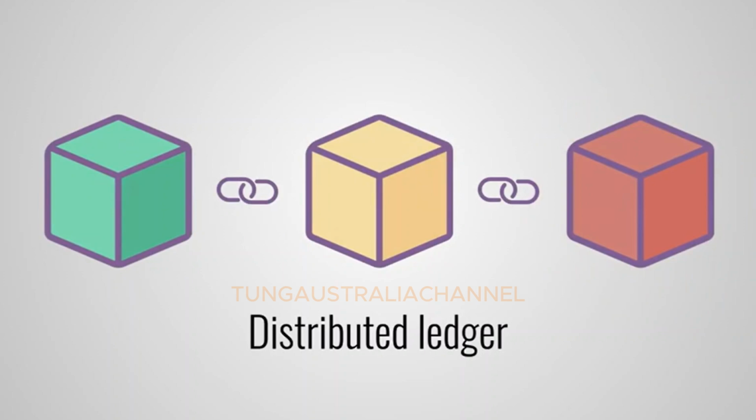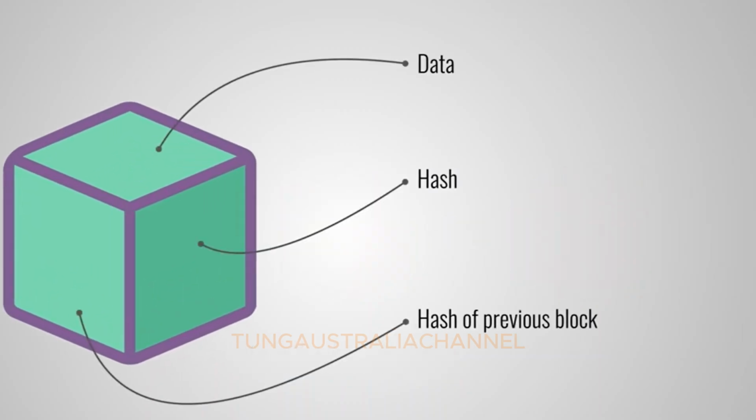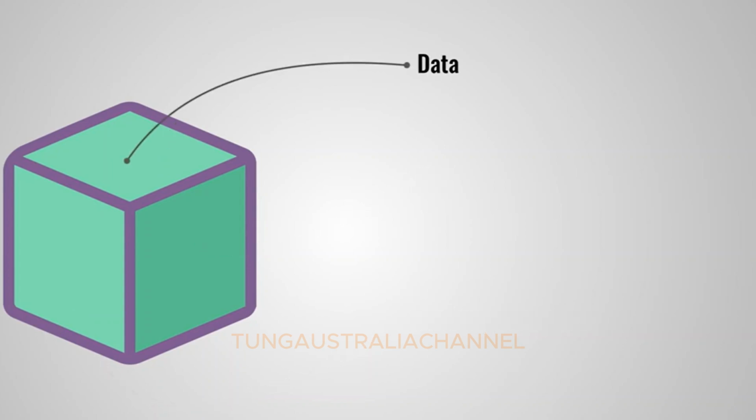They have an interesting property. Once some data has been recorded inside a blockchain, it becomes very difficult to change it. So how does that work? Well, let's take a closer look at a block. Each block contains some data, the hash of the block and the hash of the previous block. The data that is stored inside a block depends on the type of blockchain.